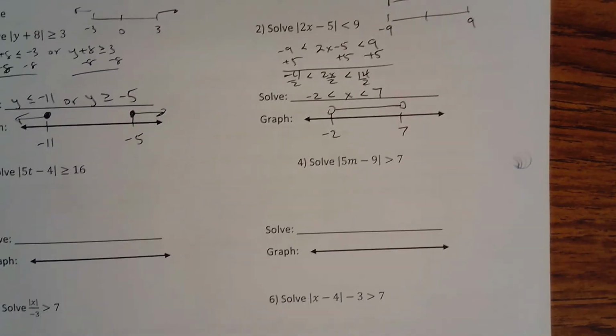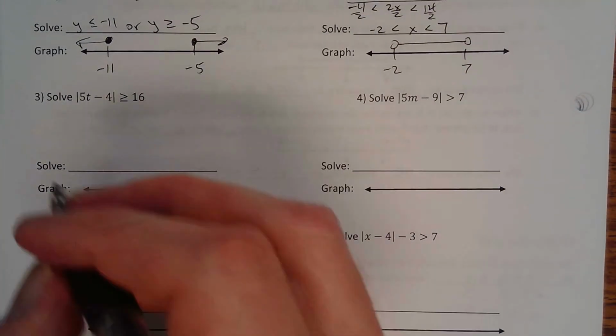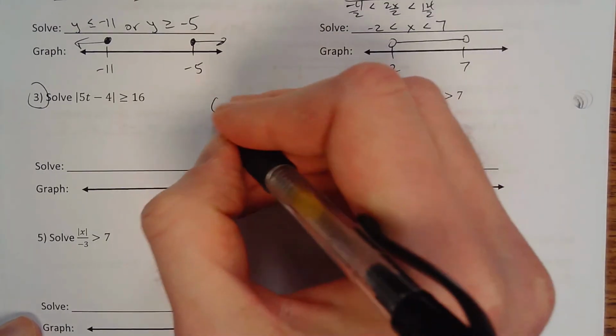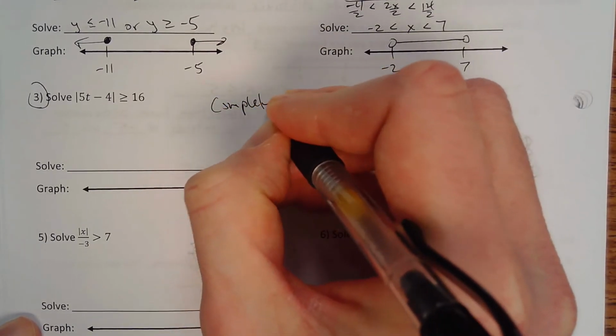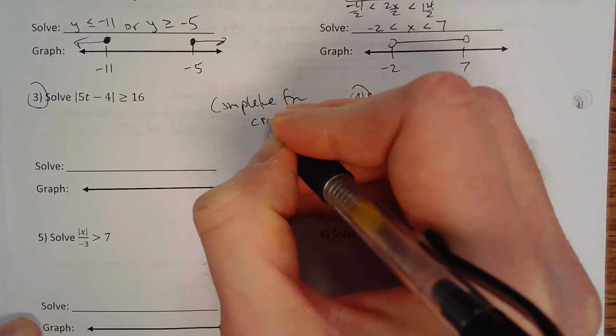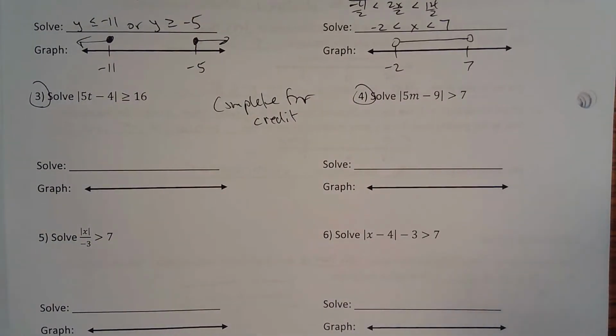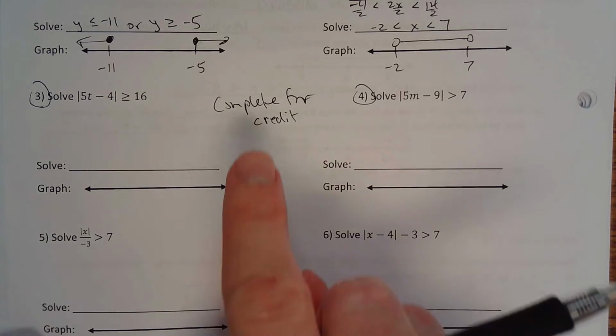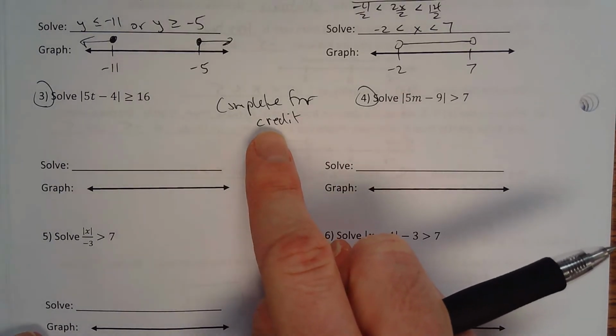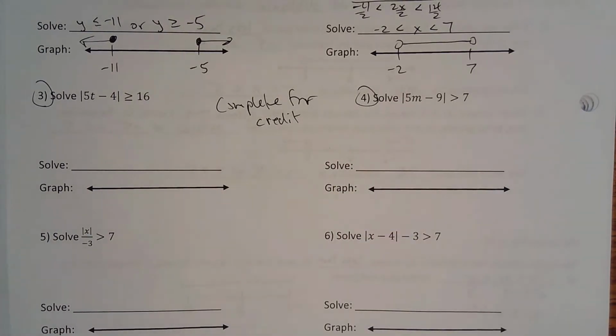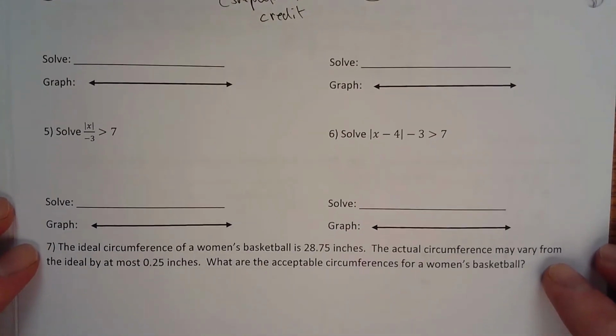Okay, I want to have you do 2 of these. So for your notes, do these 2. So complete for credit. That means you do them. Okay, some of you are not listening to the videos, you're just watching and copying down complete for credit. That doesn't get you credit. I can't give you credit on your notes if you don't complete these. So do these for credit, for note credit.